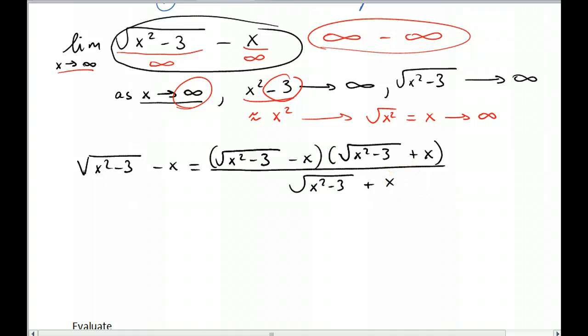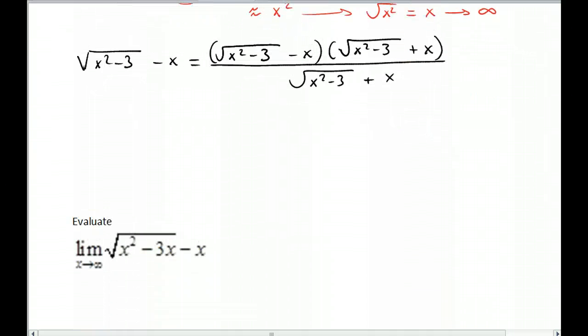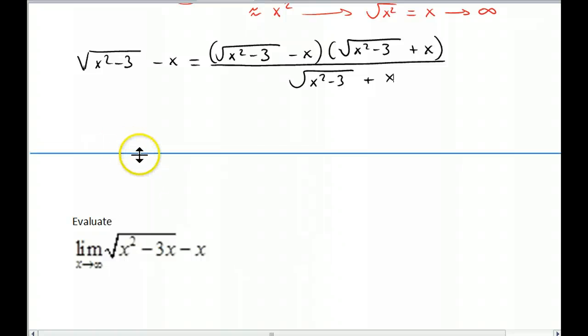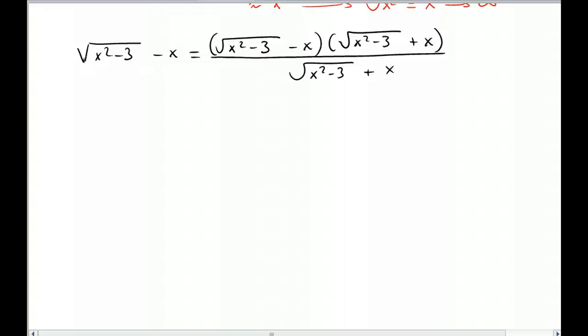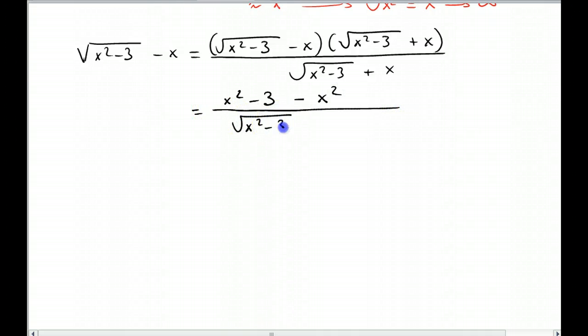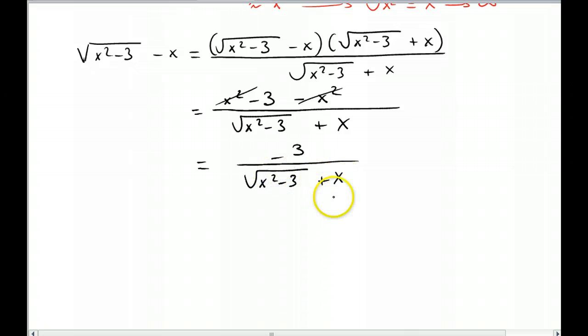Let's see. The top, what do we have at the top? A minus b times a plus b, so it is a squared minus b squared. Nothing happens at the denominator, of course. These x squared cancel each other out, and you're left with negative 3 over square root of x squared minus 3 plus x. Okay, now this is the expression.